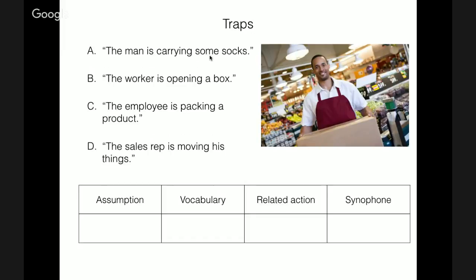There's the trap of assumption. You assume something, but it's not what you actually see in the picture. There's obviously vocabulary traps. There's something that's related to the action, but not what he's currently doing. And also what we call a sinophone, so a word like looking and cooking that sounds like the word we're looking for, but isn't the word we're looking for. So just take a second and maybe you can post in the Q&A, which do you think is which? What is an assumption? What is vocabulary? What is a related action? What is sinophone? A, B, C, or D? I'll just give you a second for that.